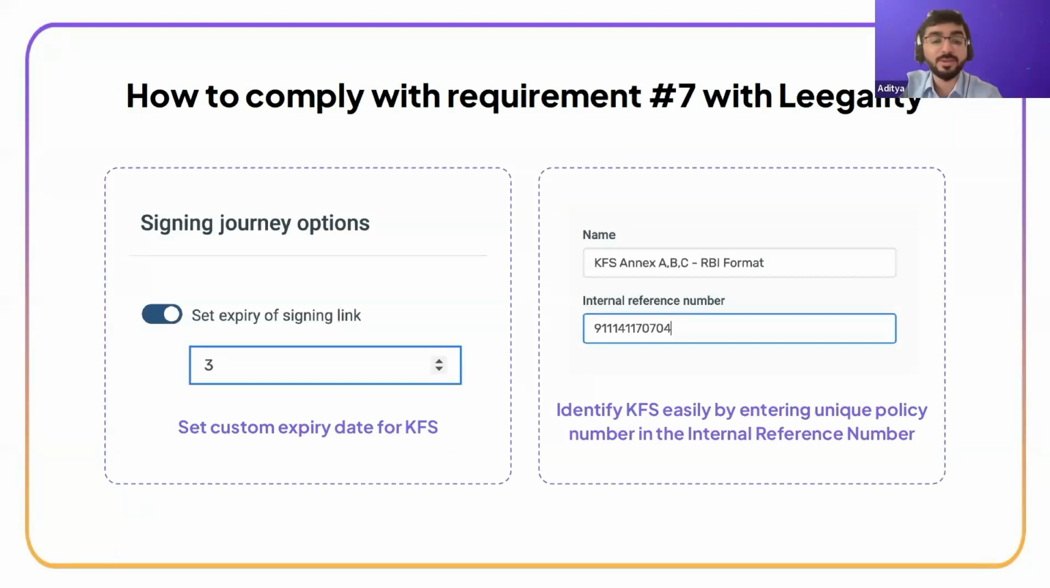With Leegality, you can comply with both aspects of this requirement. You can ensure there's a unique proposal number on the KFS, and you can set an expiry date to sync with the validity time you have given the borrower for the KFS. Proposal number is mandatory. Each KFS, after it's rejected, needs a new proposal number. You will need to do this. Expiration date is not mandatory. You have to give a minimum of 3 days, yes, but you can also give the borrower more time.